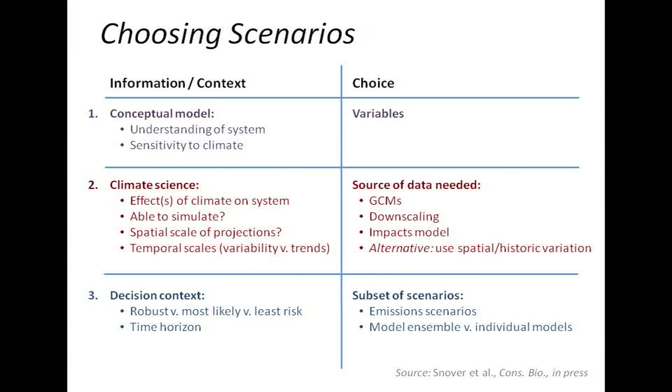So they break it down into 3 steps: developing a conceptual model of the system of interest, so its sensitivity to climate change, and quantifying that. And what that tells you really is what climate variables we're interested in. The second step is the climate science piece. How does climate affect the system of interest? How are those sensitivities impacted by climate? Are we able to simulate it, and at what scale, temporally and spatially? And what that tells us is what sort of data we need. So in each case, we have an information criteria and a choice in terms of using the data.